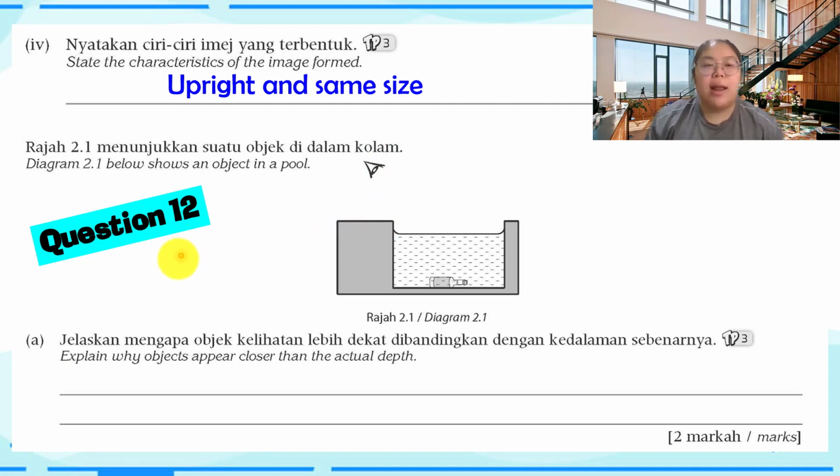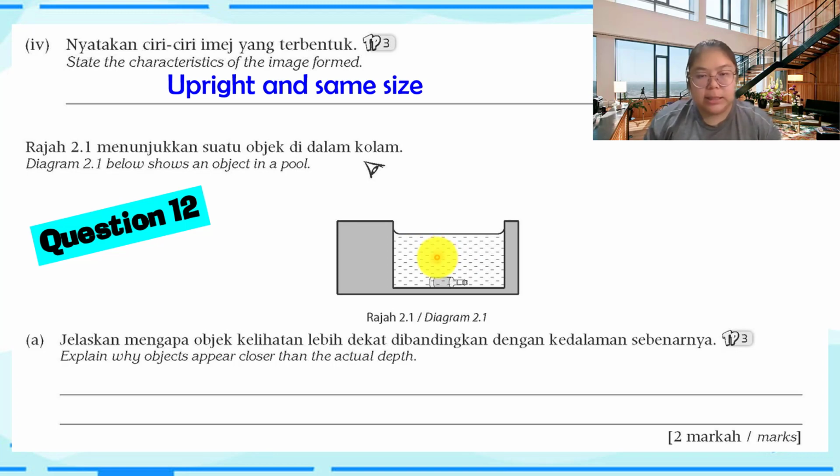Okay, then we go to the last one. That should be question 12. They're talking about an object in a pool. So explain why the object appears closer than the actual depth. The actual depth is the bottom. When you look at it, you find it is less deep. That means it appears above the actual depth, near to the surface.